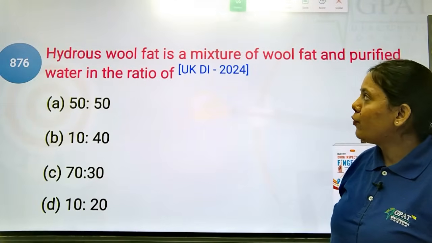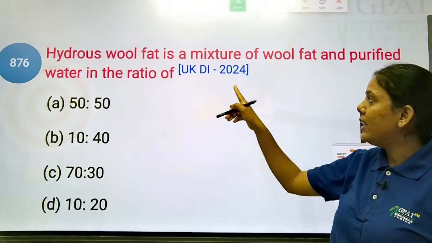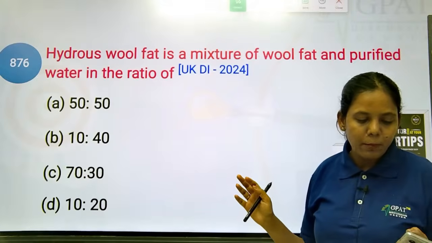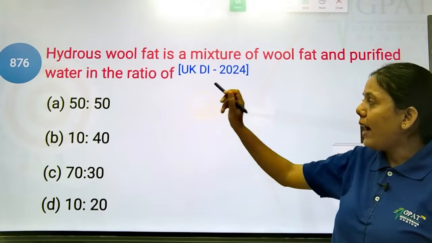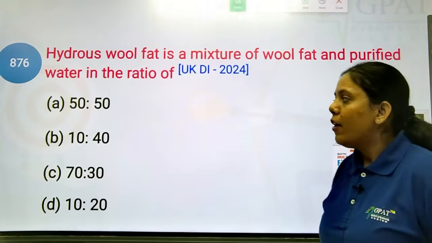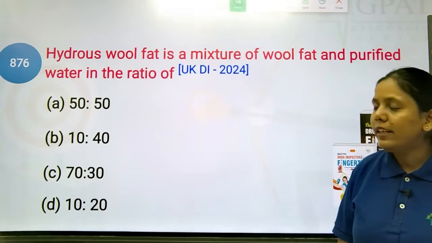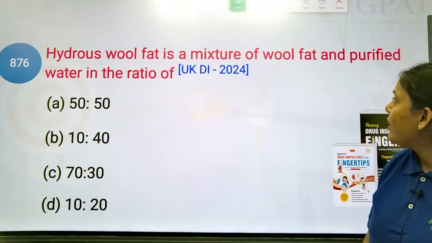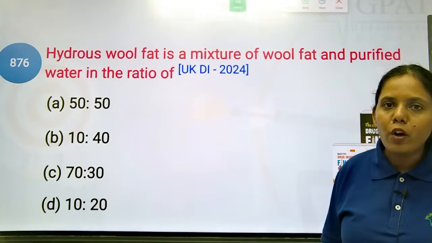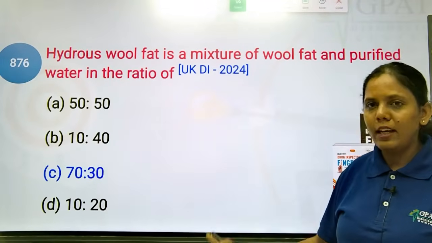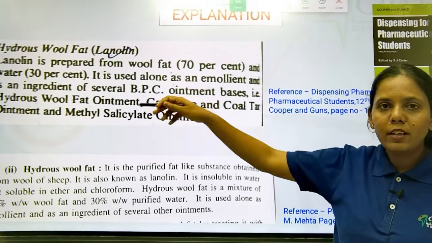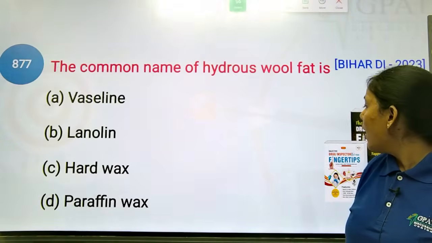Chalo, next is hydrous wool fat. Uttarakhand DI, 2024. See, all the recent questions are there. Please do not neglect this part. Very important. Hydrous wool fat is a mixture of wool fat and purified water in the ratio of 50-50, 10-40, 70-30 or 10-20. Hydrous because of water, right? Remember it is 70-30. Direct question from the Lachman. So hydrous wool fat, 70% is wool fat, 30% is the water. It is given in the books also.